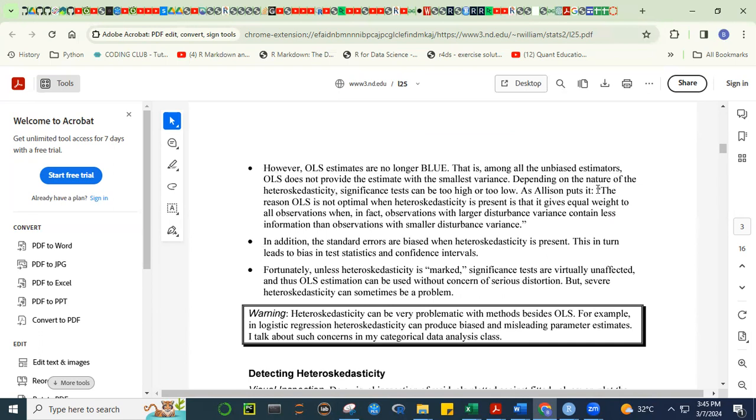Okay? Pero since yung standard error natin hindi na siya accurate, then affected na yung inference natin. Kaya hindi na siya BLUE, no? Okay? Among all the unbiased estimators, OLS does not provide the estimate with the smallest variance. Yan. Kasi yung variance niya hindi na yung smallest. Kaya hindi na siya efficient.